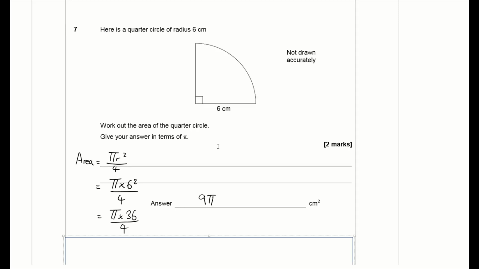Now there are several options in the way you could express that. You could have 9 pi, or 9 times pi, or pi times 9, but the proper and correct procedure to write it down would be to have the actual number in front of the pi. So 9 pi should really be what you wrote in your answer.